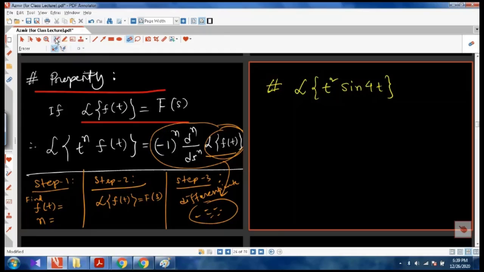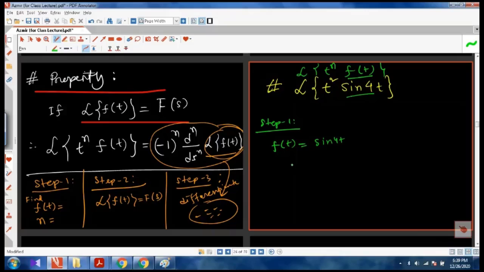So let's work with step 1 at first. What is the function f of t? Compare with the third property. Yes, thank you. So f of t is sine 4t. If we compare with t power n f of t, then obviously f of t is sine 4t. And what is the value of n? n is 2. So this is the information we have from step 1.